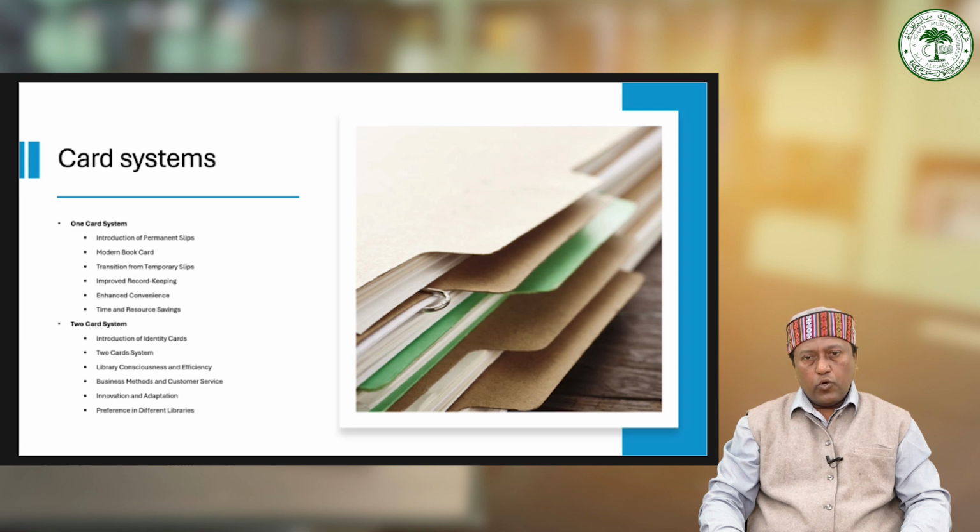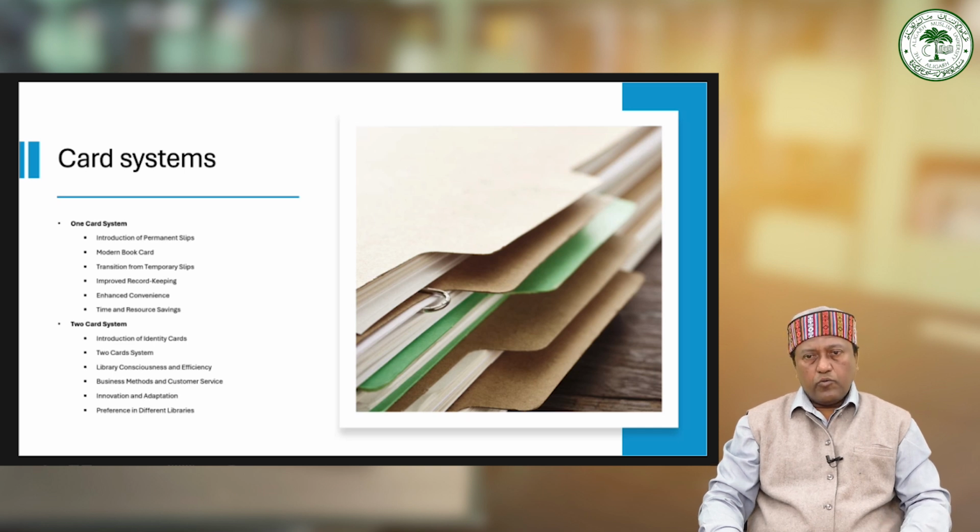So this also led to improved record keeping. With the one card system, the libraries could keep better track of borrowed books and their associated borrowers, and each book card served as a comprehensive record of the loan, facilitating easy retrieval and reference when needed. Then it led to enhanced convenience also, meaning every time you don't have to write all the details in the ledger.